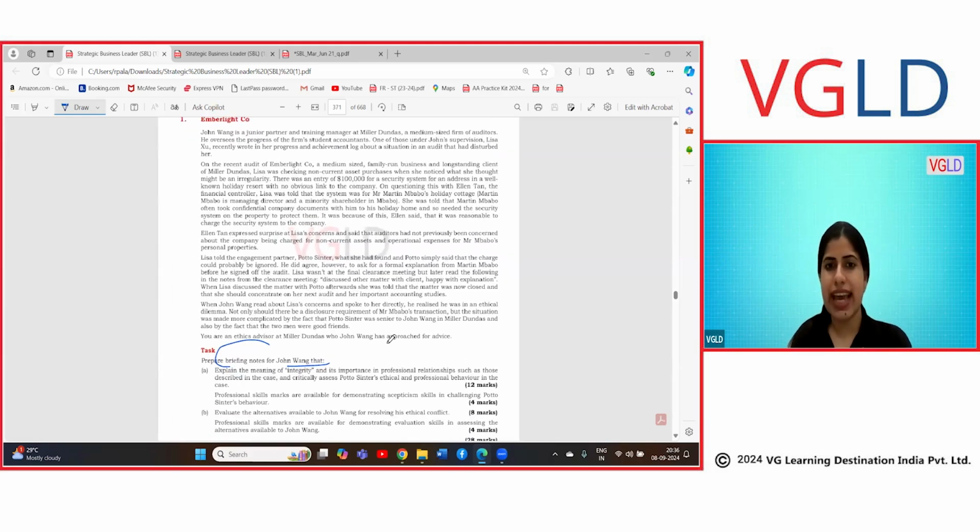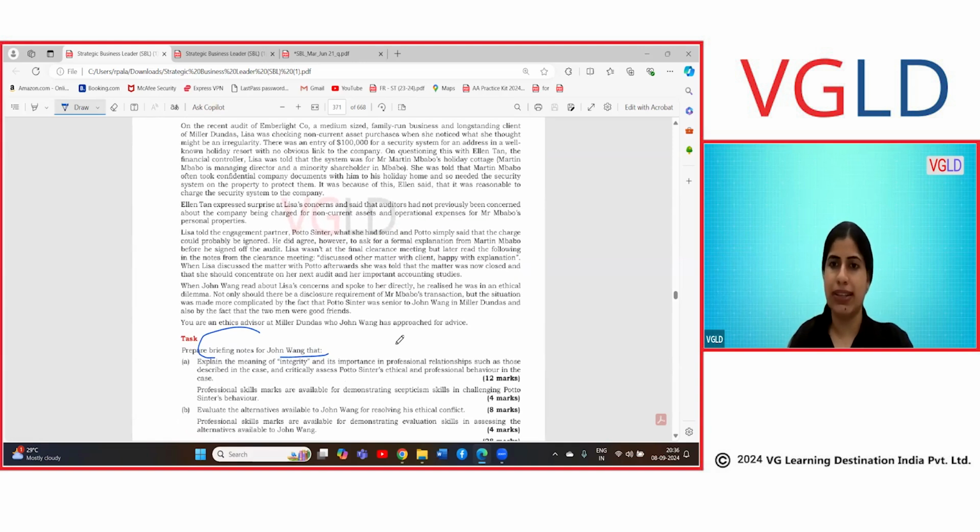Explain the meaning of integrity, and for attention of Bunty. It is about whom we are addressing. Okay. So next is, explain the meaning of integrity and its importance in professional relationships, such as those described in the case, and critically assess PEACE as ethical professional behavior in the case.